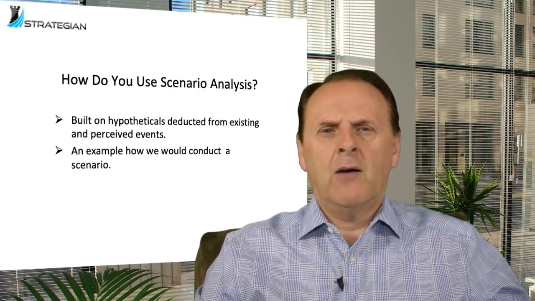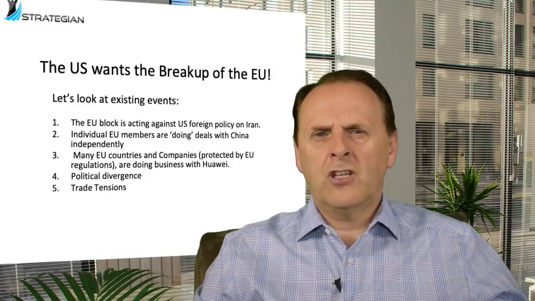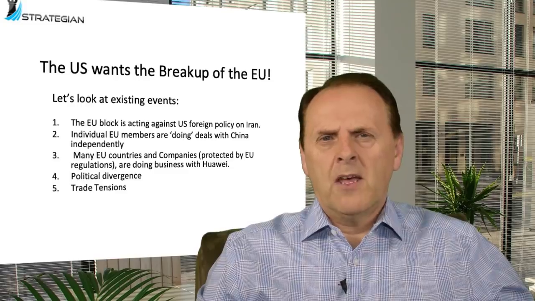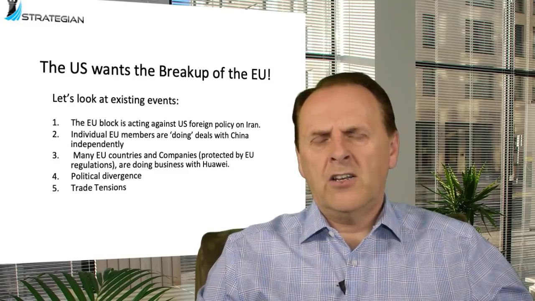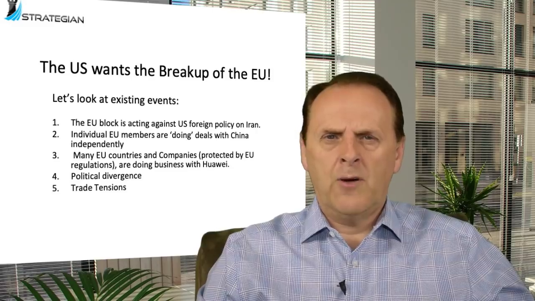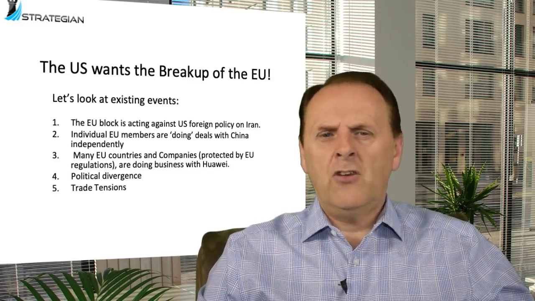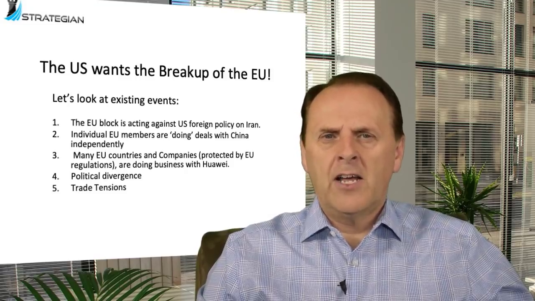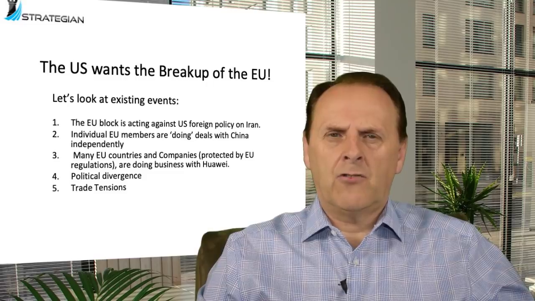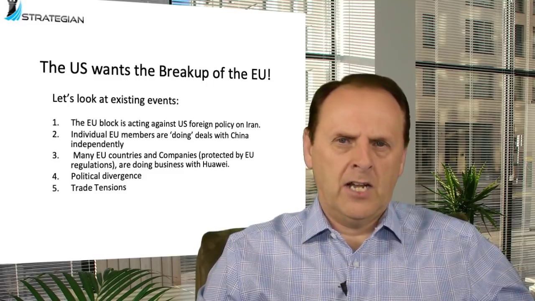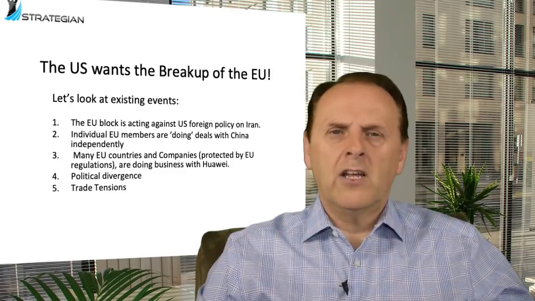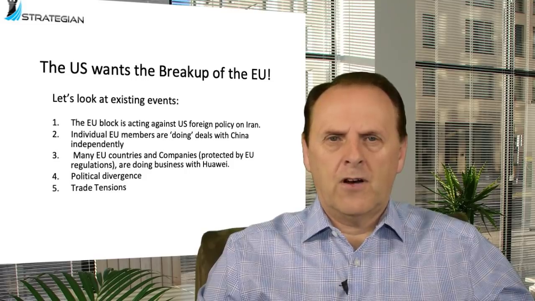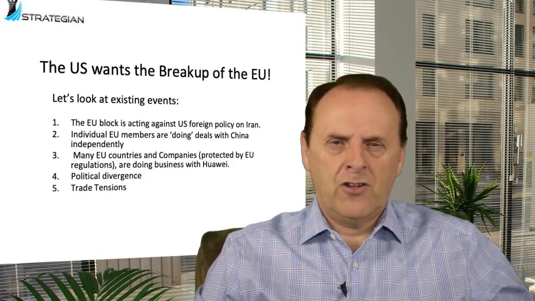So let's look at the current events at the moment. Let's take the EU and the United States. If one were to look at it purely from the US administration's point of view, you'd say that the EU bloc is acting against US foreign policy, especially on countries like Iran, where the Trump administration has basically said it's been a very bad deal and they don't want to negotiate. That's all the politics, but the bottom line is there is a divergence of agreement between the US and EU administrations.